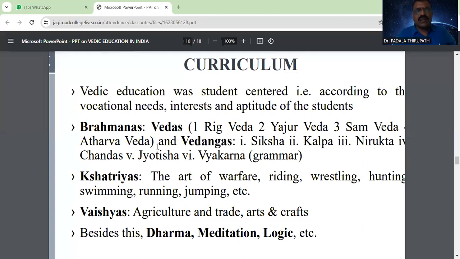So then the third Varna, that is the Vaishyas. My dear friends, remember, agriculture and trade are not related to the Shudras. The Vaishyas were taught agriculture, trade, arts and crafts. So trade, arts, skills and agriculture were taught to the Vaishyas.